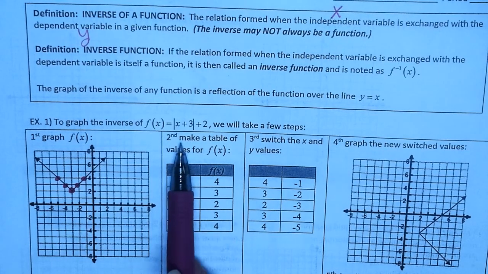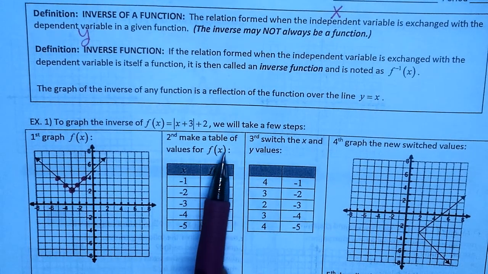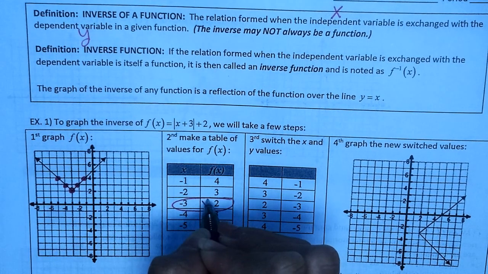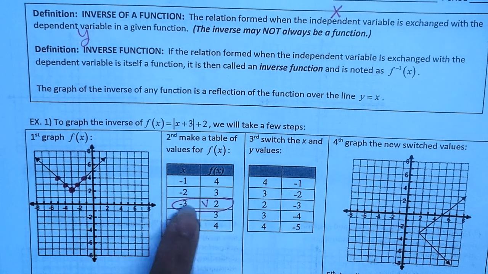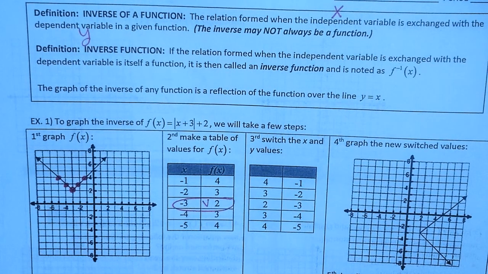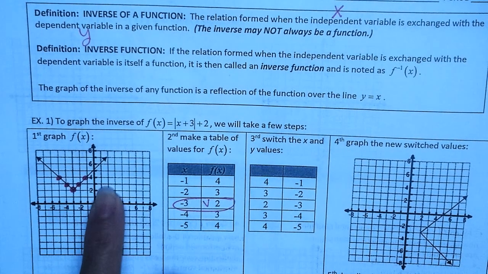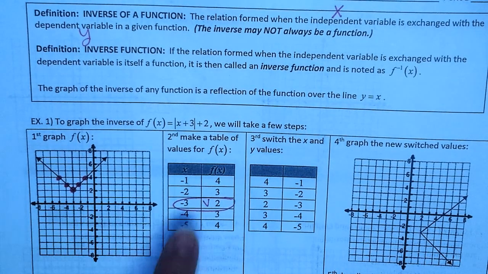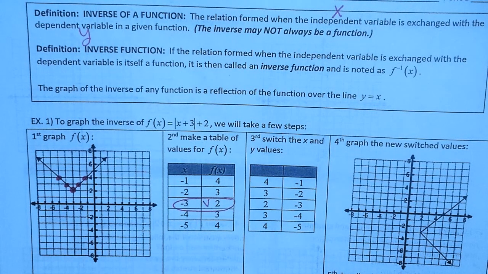Step 2. Make a table of values for f of x. And make sure you always include your vertex in your table of values. Negative 3, 2, that's the vertex. Make sure you always include the vertex. And then just go ahead and put a couple of points to the right of the vertex and a couple of points to the left of the vertex. So step 2 is done. Make a table of values, including the vertex.